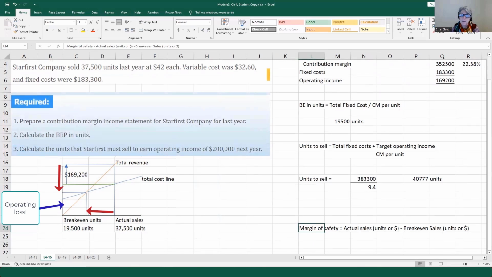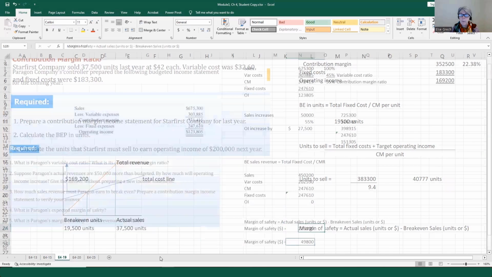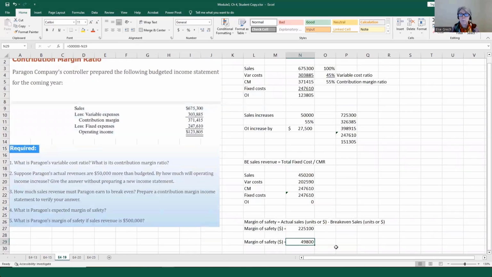This is a pretty decent margin of safety, right? But if we were way down here, we had much smaller margin of safety. So that's what's happened here. We have a much smaller margin of safety. We lose $49,000 of sales, we're going to be in a loss position. Here, if we lose $225,000 of sales, we're going to be in a loss position. So we're in a much stronger position.